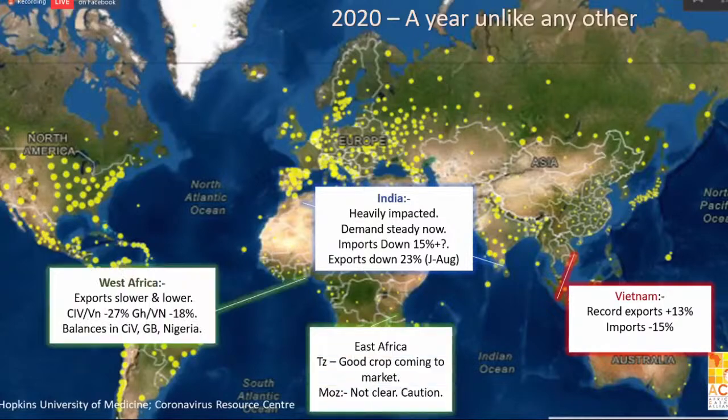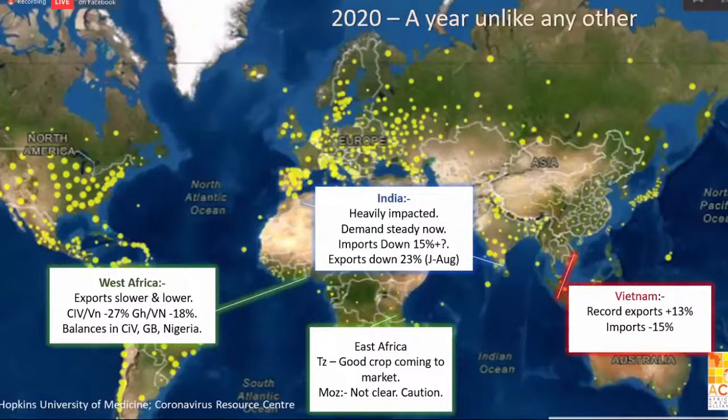If we look at African countries, fortunately, Africa has been less impacted. Africa has a much lower fatality rate than other parts of the world. But the coronavirus has had an impact on business. Indeed, Africa has confounded the expectations of many experts who predicted a very heavy impact. As we look at it now, the exports of raw cashew nuts from West Africa have been much slower over the course of the year, and indeed lower.